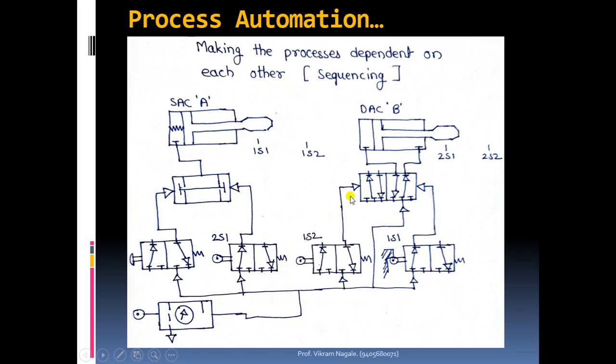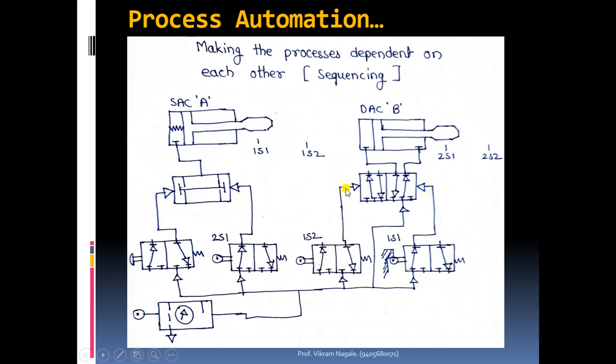If we want to apply pressure on this side, in that case we have to release pressure on the other side. If you want to apply pressure on this side, we have to release pressure on the other side. Then and only then we'll get the effect as per the pressure application for this valve.